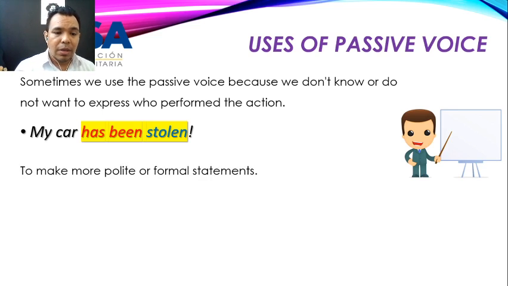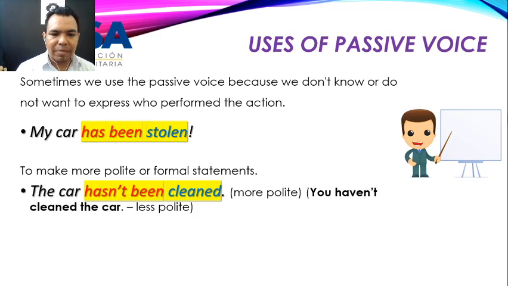So, my car has been stolen. We can also use this to make more polite or formal statements. For example, the car hasn't been cleaned. The car hasn't been cleaned is more polite instead of saying, for example, you haven't cleaned my car. In this last example, which is active, I'm trying to point out who did not do the action. So it's more polite, a little bit nicer, to use the passive voice because you don't have to mention who did or did not do the action.